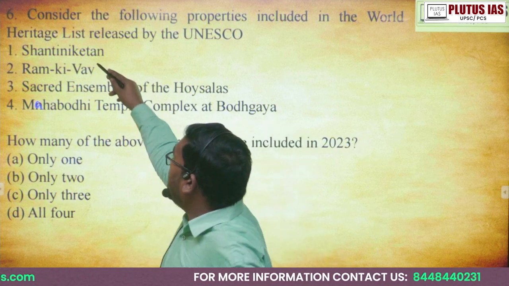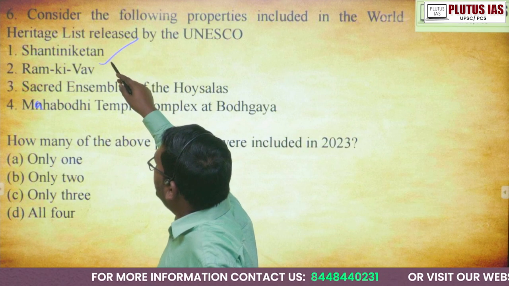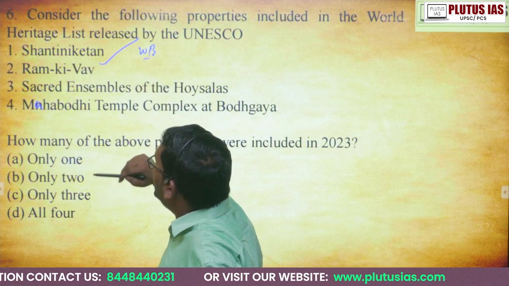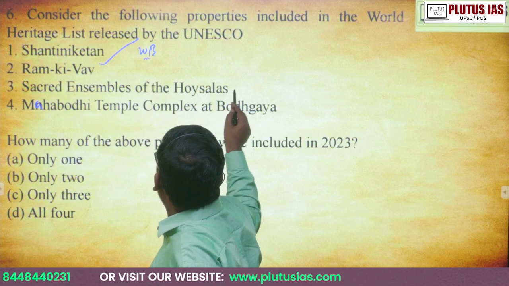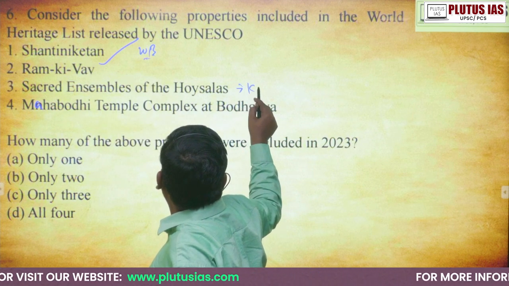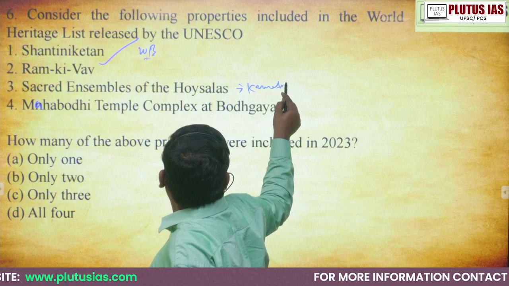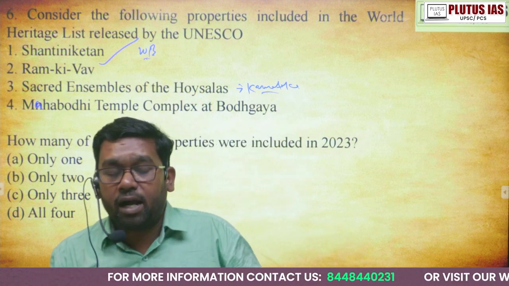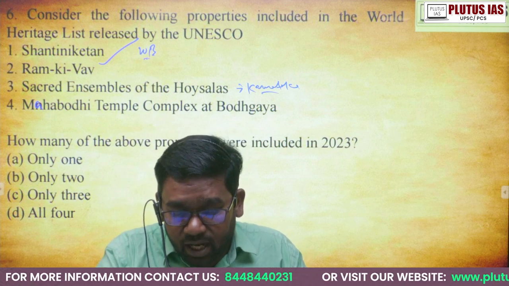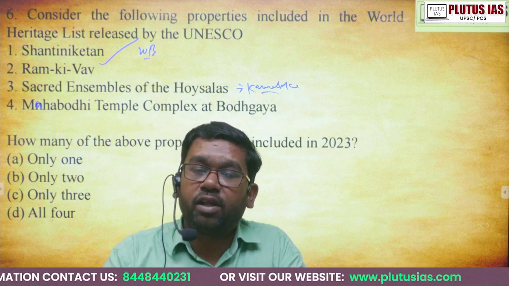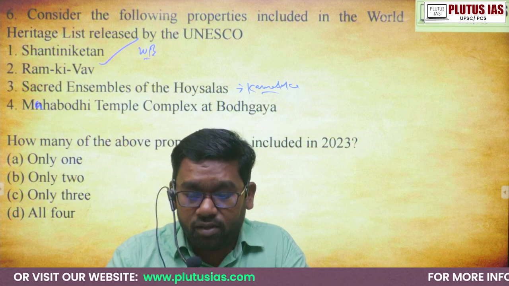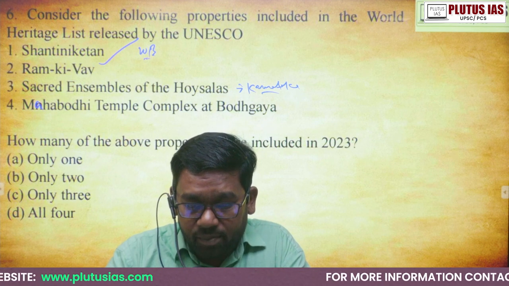The sites are Shantiniketan, which is there in West Bengal, founded by Devendranath Tagore, and the Sacred Ensembles of the Hoysalas, which is there in Karnataka, okay, Karnataka. Whereas we have discussed in detail about this question in our art and culture test series, and these questions have been asked. Do you know, out of 14 questions asked, 5 questions we have discussed in our test series, and those questions have been asked in the examination, okay.